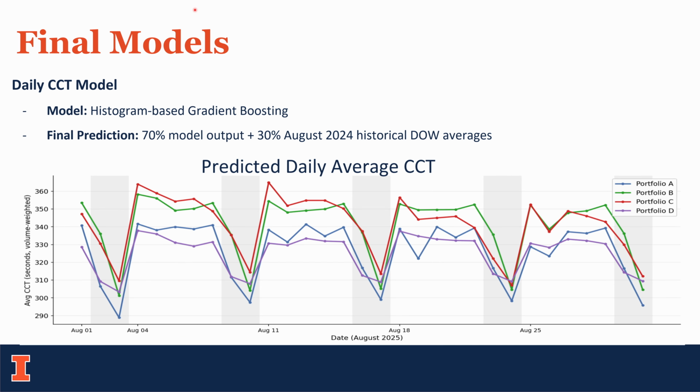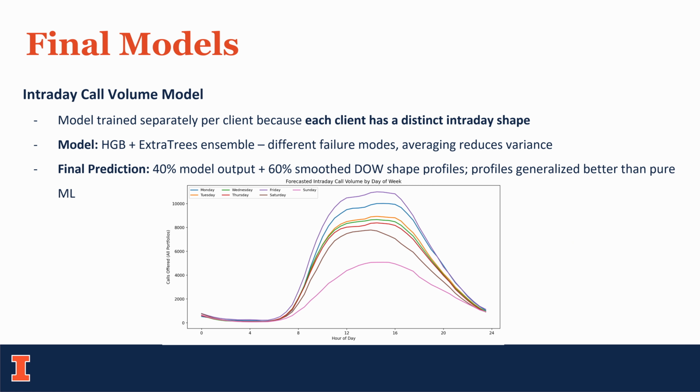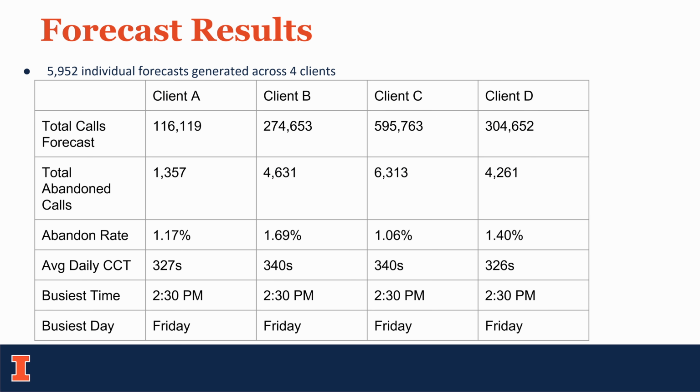Here's the final CCT forecast across August, and you can see the weekly patterns with CCT dropping on weekends across all portfolios. This shows the intraday call volume shaped by day of the week, and you can see a consistent peak around 2:30 p.m. across all days. And here are our forecast results. Putting it all together, we forecast just under 1.3 million total calls for August, with about 16,500 abandoned calls.